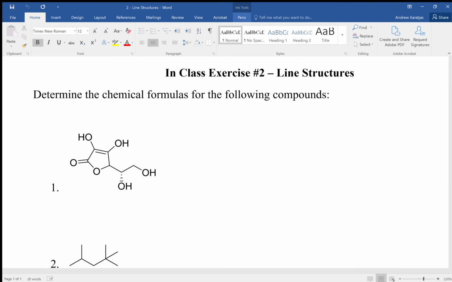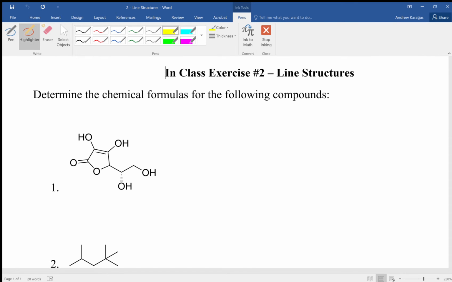So recall that we said that we find our carbons by each spot that lines come together. So, such as here, each of these spots that I'm highlighting in yellow. So you can see we have a total here of 6 carbons.